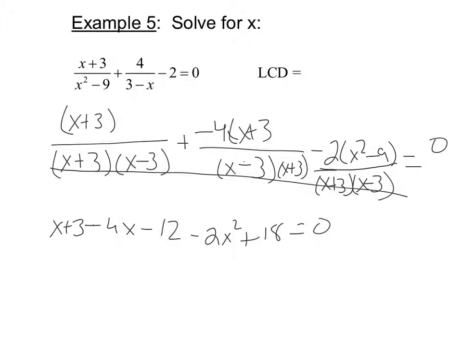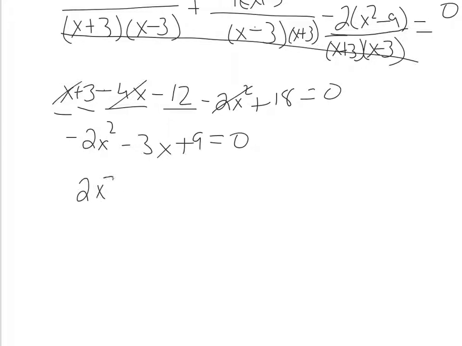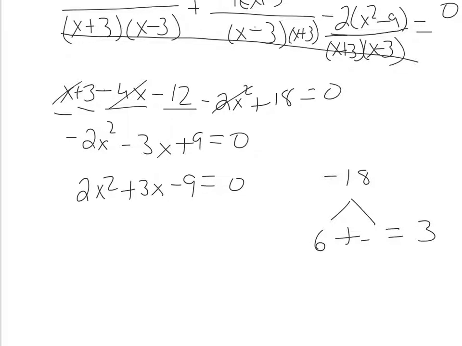So combine like terms and write it in highest degree to lowest. So I have negative 2x squared, x minus 4x, negative 3x, 3 minus, so these are gone, and then 3 minus 12 is negative 9, plus 18 is 9. I'm going to divide everything by negative 1. And now we're looking, remember you do a times c is negative 18. They have to add to equal 3. So you get positive 6, negative 3.